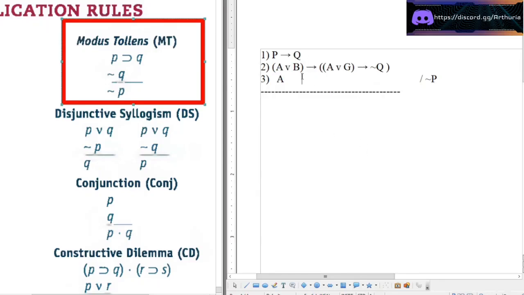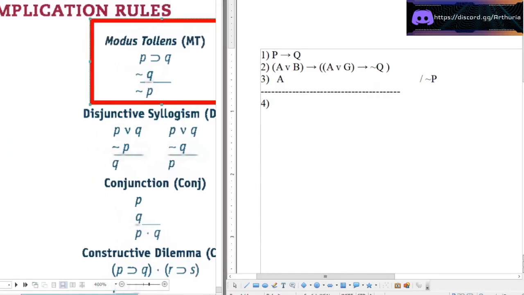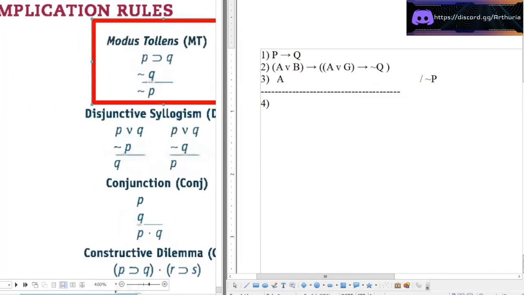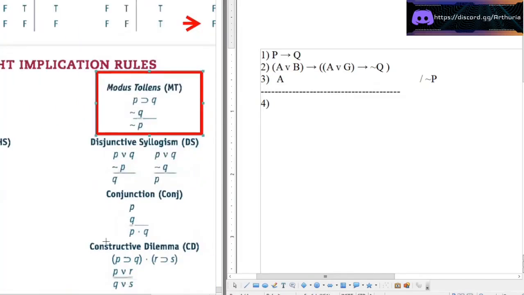Does anybody have an idea how we would solve this problem? So I have A. I need not P. I have this feeling of starting inside the parentheses. Okay, so here you want to do this guy? Yeah, just because that's where Q is, and P and Q are related. I'm trying to get not P.